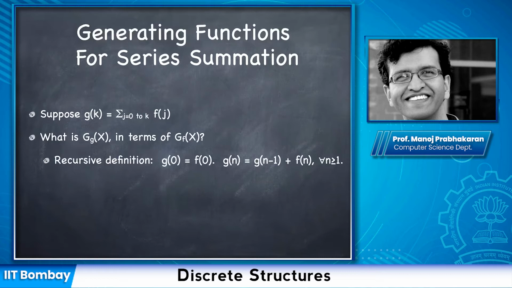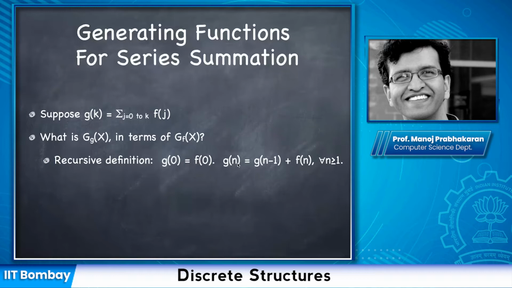So let's rewrite this summation as a recurrence relation. So I would say, okay, g0 is f0, and gn for all larger values of n is simply g(n-1) plus fn. So you need to add fn to the sum up to f(n-1). You add fn, you get the sum up to fn, right? So that is gn.